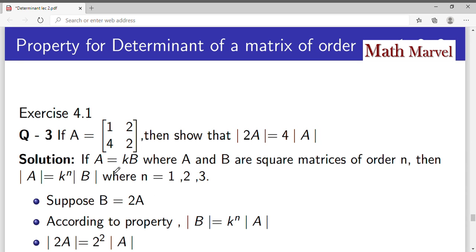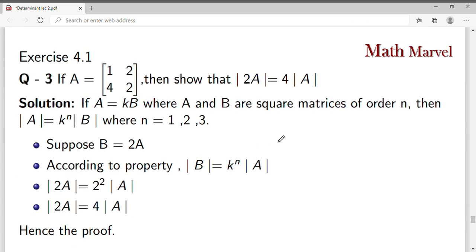Here again we know the property, this one. Now I am applying this property. So how can we apply this? Here we have to show that determinant of 2A is equal to 4 into determinant of A. According to my property, A equals KB. Now compare with this. Here 2A is given, so compare KB with it.